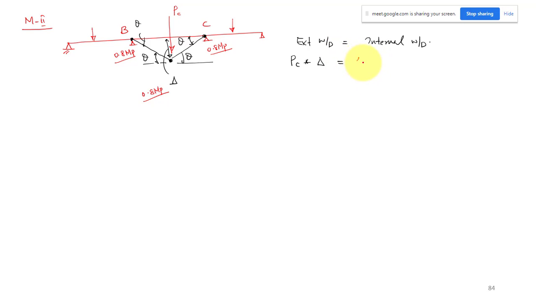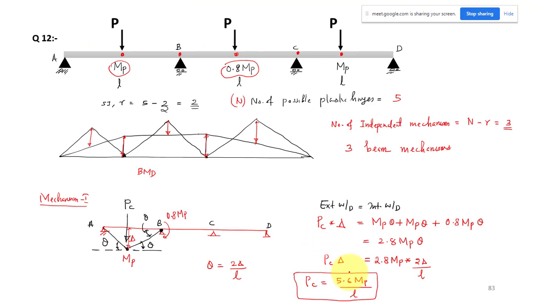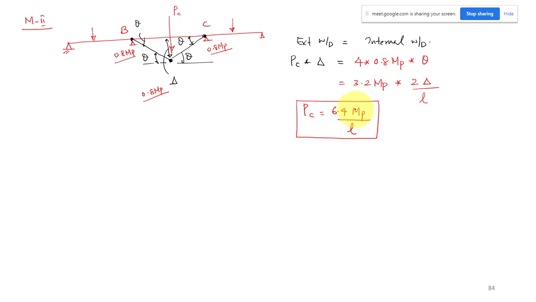So finally 4 times 0.8 MB theta, that is 3.2 MB theta, where theta is equal to 2 times delta by L. Finally your delta will get cancelled, so PC equal to 6.4 MB by L. This is your failure load for the second span BC. For the first span AB, we have 5.6 MB by L, and the second span 6.4 MB by L.